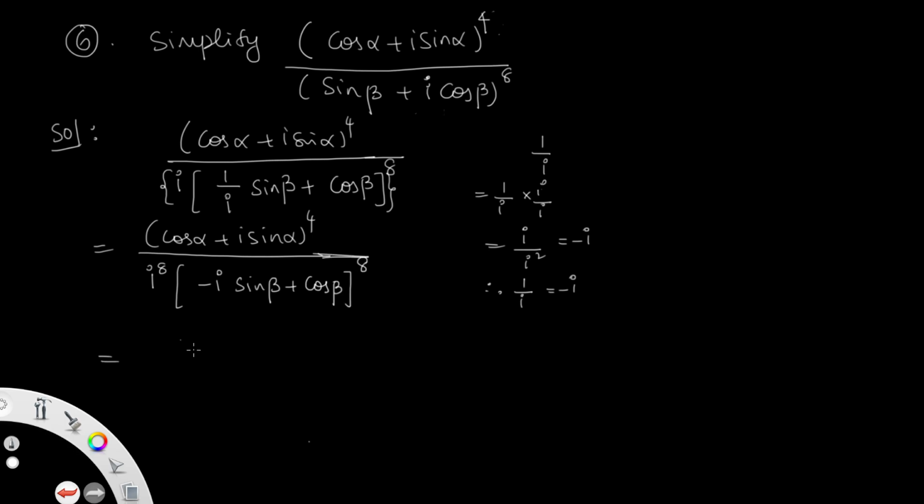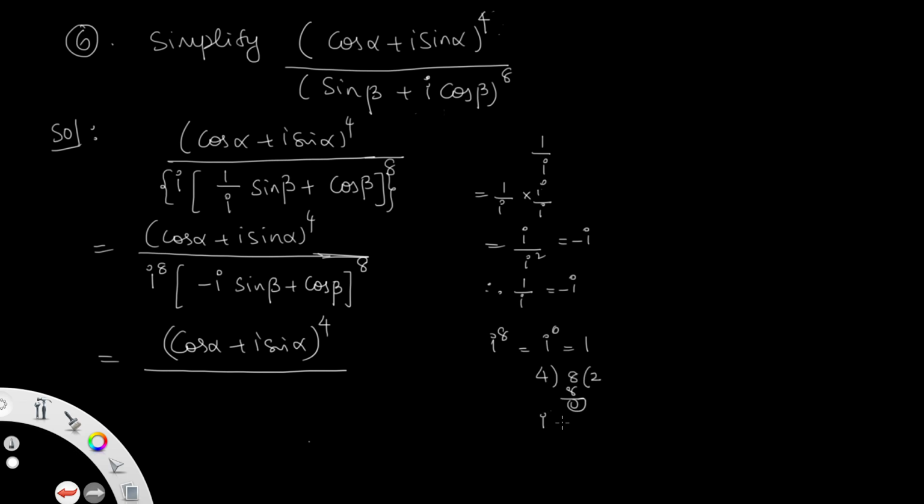So that is cos alpha plus i sin alpha whole to the power of 4. For i power 8, divide the power by 4 and take the remainder as the power of i. The remainder is 0, so i power 0 is nothing but 1. So that becomes 1. So that is cos beta minus i sin beta whole to the power of 8. Now it is in the form of cis.